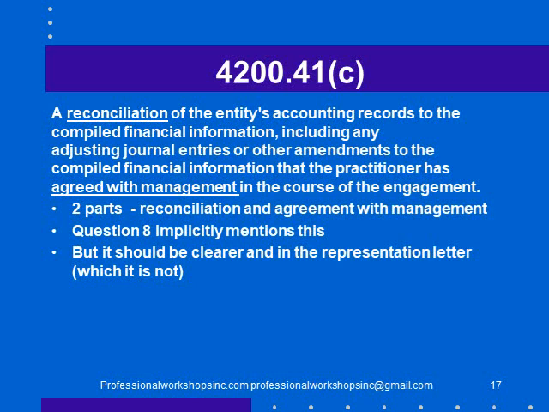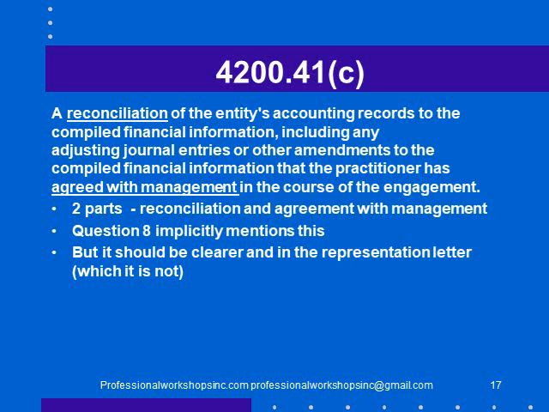Now, I didn't quite describe all of what 4241C required: a reconciliation of the entity's accounting records to the financial information, but also adjusting journal entries or other amendments the practitioner has agreed with management. So that's the second part of 41C. We have to have the reconciliation. So the question is, do we have a reconciliation? Question 8 kind of implicitly mentions this, the agreement with management, but I think it needs to be really clear.